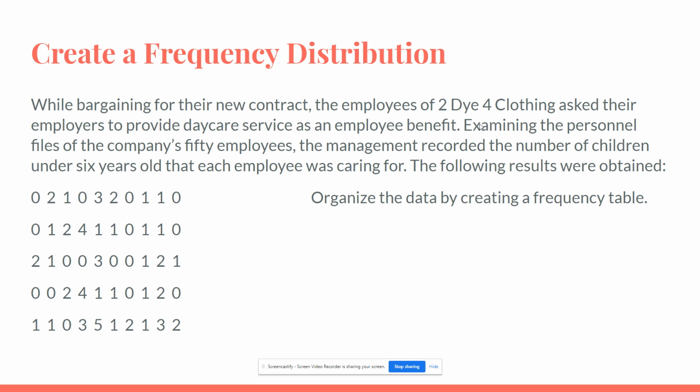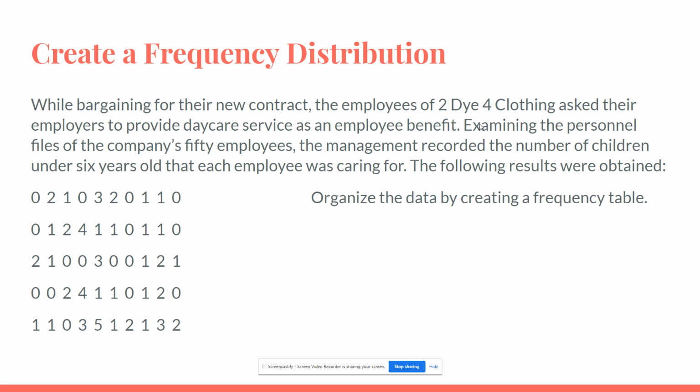Right, so we're going to create a frequency table for this information here. While bargaining for their new contract, employees of 2-Dye-4 Clothing asked their employers to provide daycare services as an employee benefit. Examining the personnel files of the company's 50 employees, the management recorded the number of children under 6 years old that each employee was caring for. The following results were obtained.